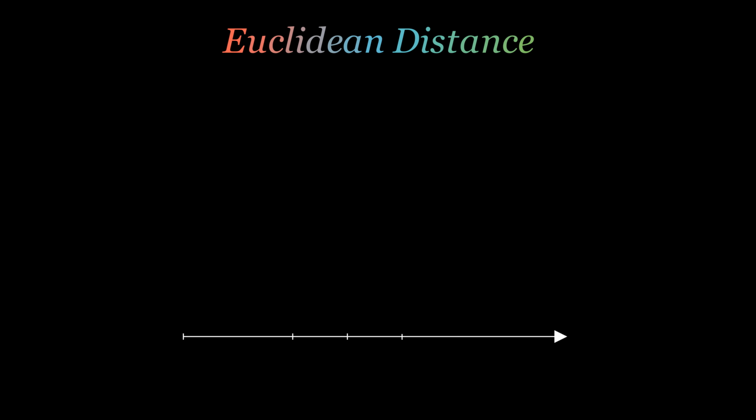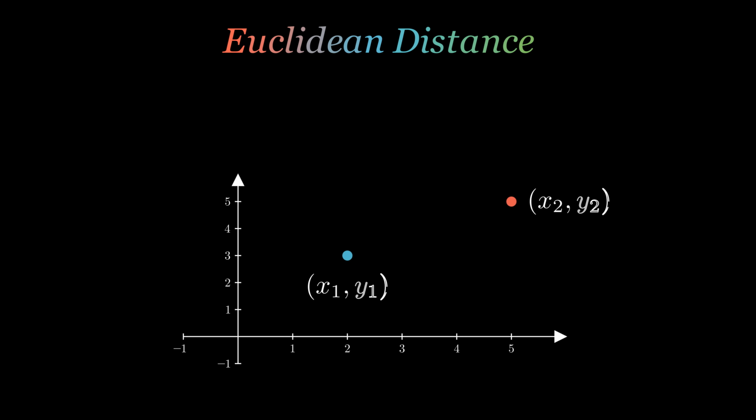Let us plot the coordinate system where we will visualize 2 points and calculate their Euclidean distance. Here are 2 points, labeled as x1, y1 and x2, y2. Next, we draw a horizontal line and a vertical line to form a right triangle. These lines represent the differences in the x and y coordinates. The hypotenuse of this triangle represents the Euclidean distance. It is the shortest straight line distance between the 2 points.